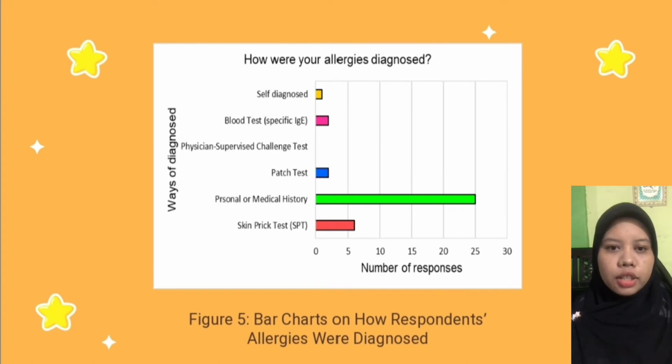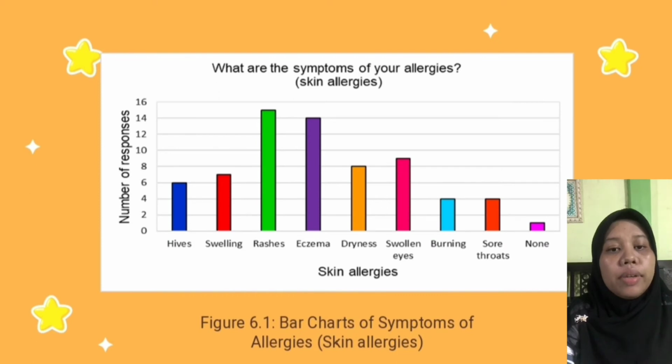Next is the bar chart on how respondents' allergy was diagnosed, for example, self-diagnosed, blood test, physician-supervised challenge test, personal medical history, and skin prick test. The highest number of responses for diagnosis is personal medical history. Figure 6.1, bar chart of symptoms of allergy. Skin allergy rashes is 50 respondents, while the lowest is none, which is 1.